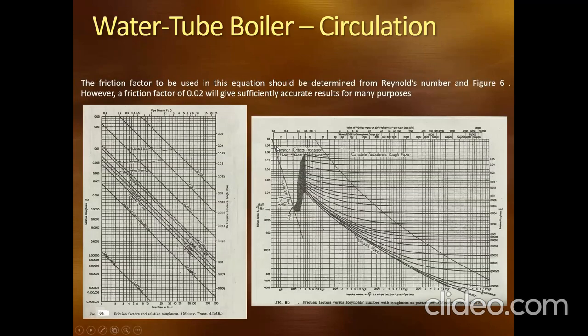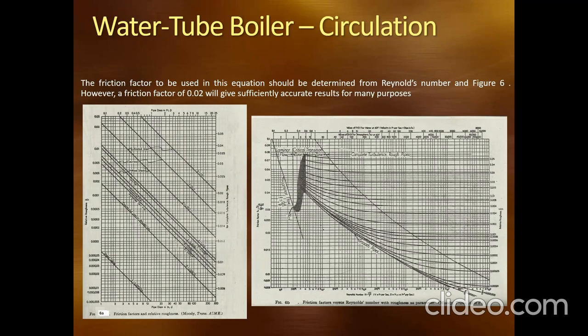So, the friction factor to be used in this equation should be determined from Reynolds number. Yan, yung F, and figure 6. However, a friction factor of 0.02 will give sufficiently accurate results for many purposes. So, pag walang ibang value na magagamit mo itong figure 6, so assume 0.02.